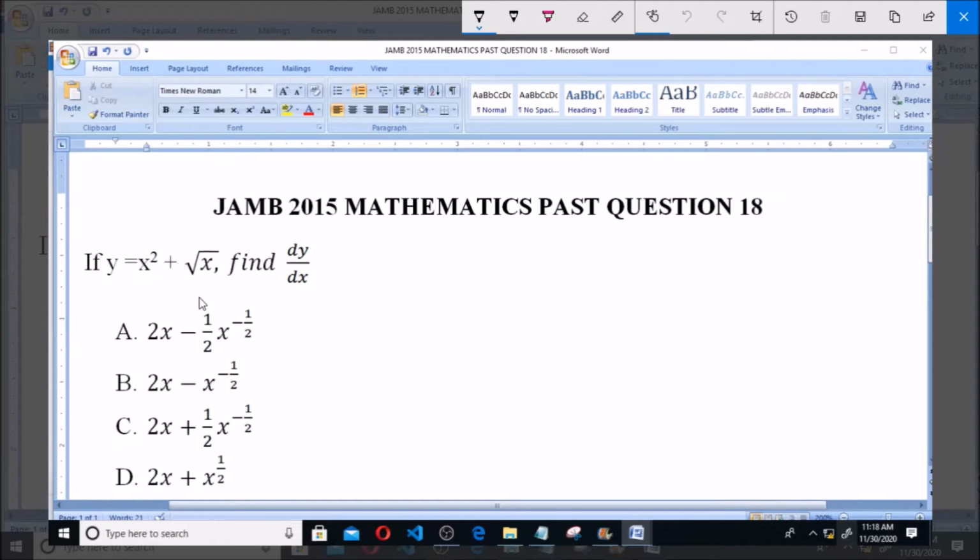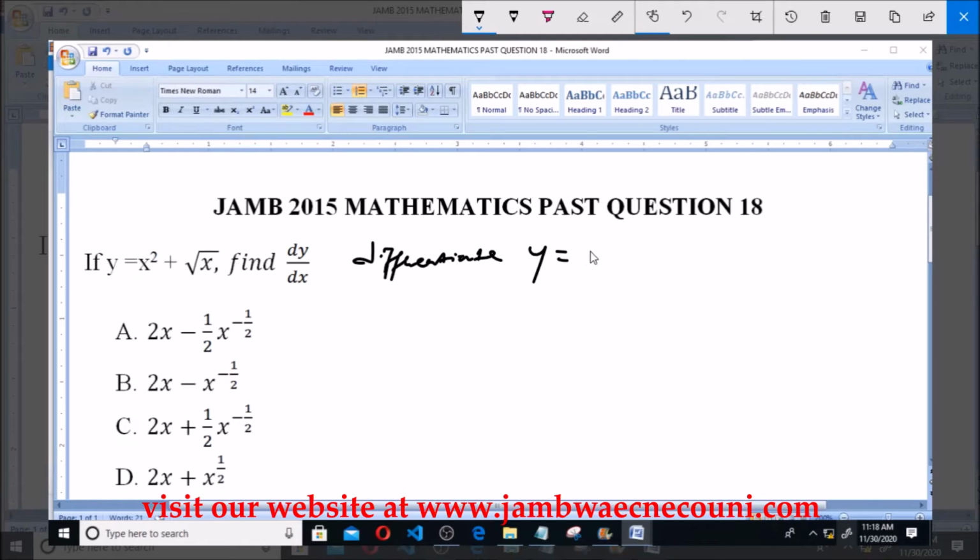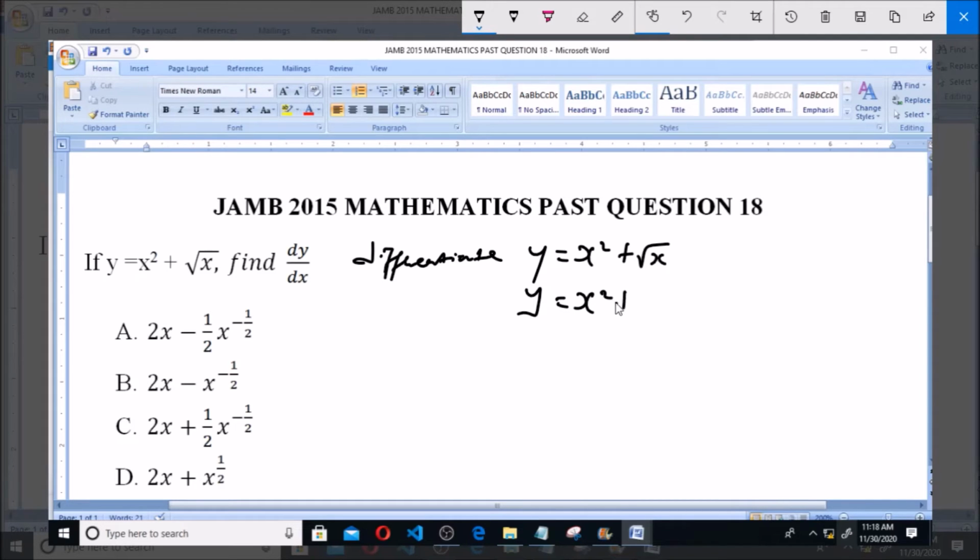Now we're asked to find what? To differentiate. We're asked to differentiate y in respect to x, and y is equals to x squared plus root x. Now this simply means that y is equals to x squared plus x raised to power of 1 all over 2. Now dy/dx is equals to dy/dx.